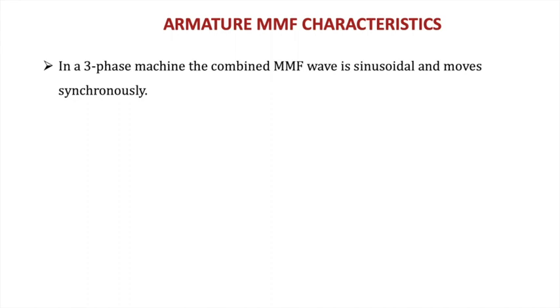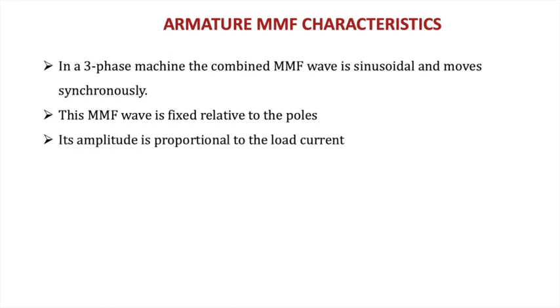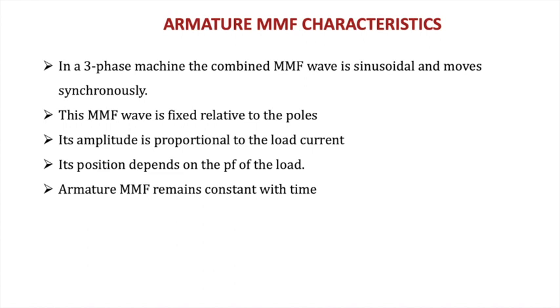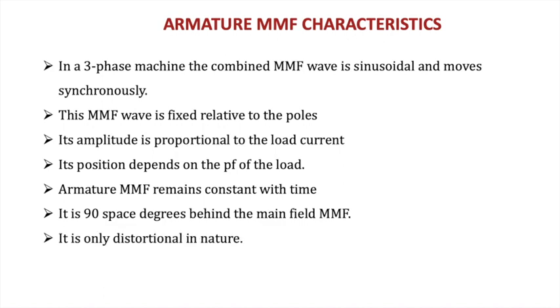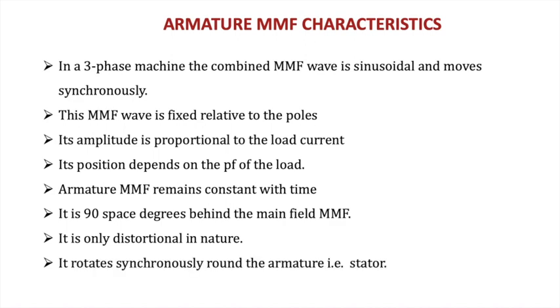The armature MMF characteristics. In a three-phase machine, the MMF wave is sinusoidal and it moves synchronously with respect to the stator. This MMF wave is fixed relative to the poles. Its amplitude is proportional to the load current and its position depends on the power factor of the load. The armature MMF remains constant with time. The armature MMF lags the main field MMF by 90 degrees and it is distortional in nature. So it rotates synchronously around the armature, that is the stator.